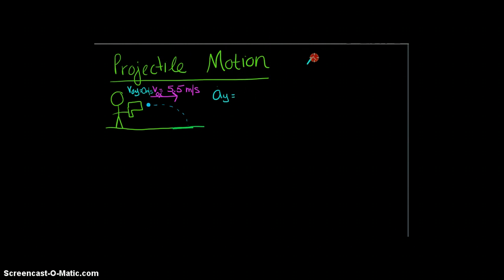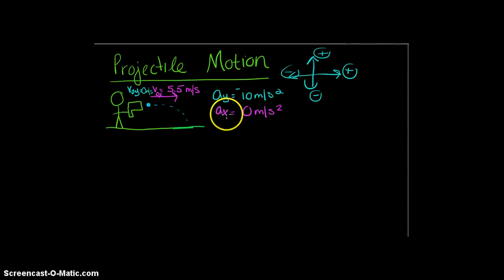And I think that before we start this problem, we might want to assign a coordinate grid. So I'm going to make down negative, up positive, right positive, and left negative. That makes our acceleration negative 10 meters per second squared. Acceleration in the x direction is a bit of a different story here. Because there is no net force in the x direction, our acceleration will be 0 meters per second squared. And when we study projectile motion, if we have a true projectile where the only force exerted on it is the force of earth on it, then these two accelerations are always going to be true.